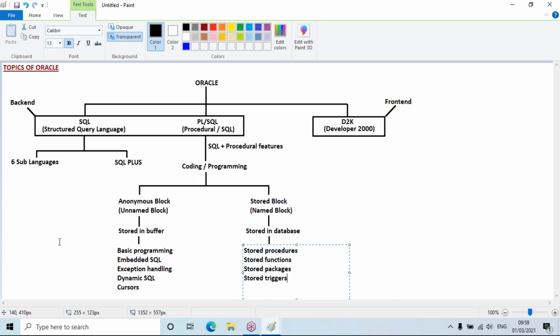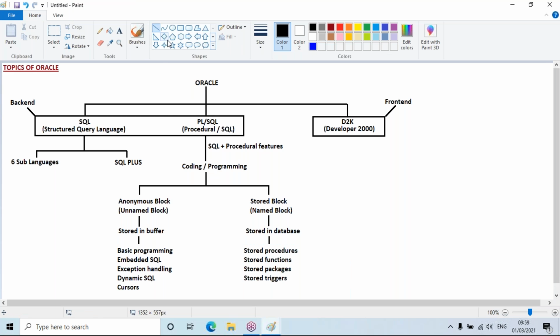These are the topics that we'll be discussing under anonymous or stored block programs. When we start the topic, we'll discuss in detail. But as of now, this is the outline of the topics that are introduced. Right. And remember one more interesting thing: this we are not going to learn. This is not a part of our syllabus.